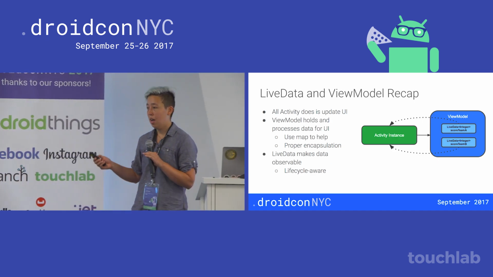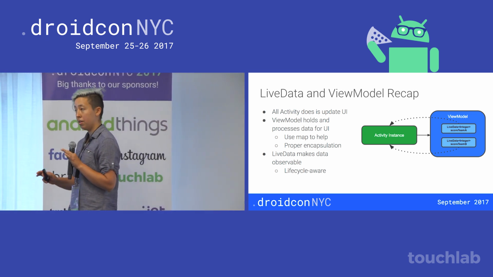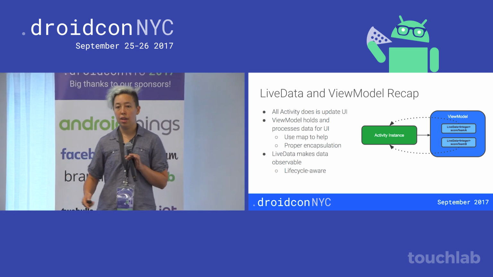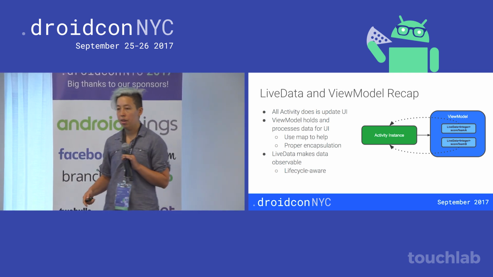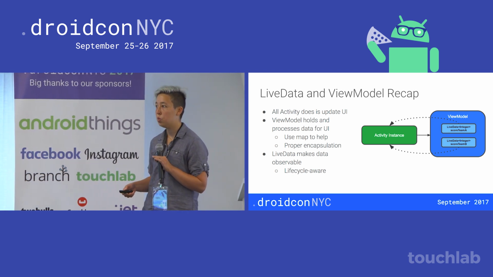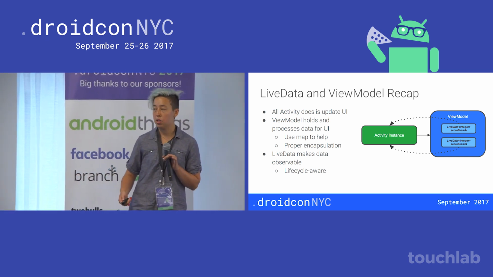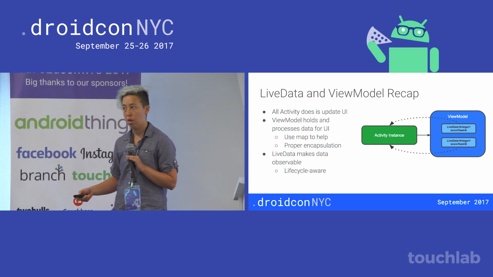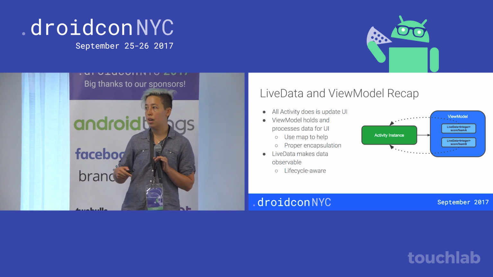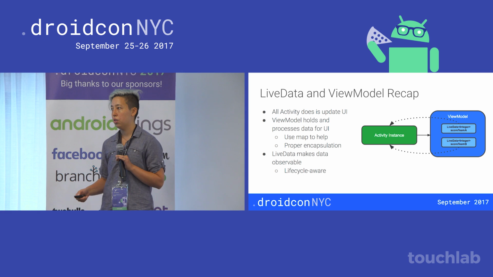Okay, as a recap, in our redesigned version of this, the activity is doing all of the updating of the UI, but it's not really doing anything else. The ViewModel is holding the data for the UI, and it's also doing any processing of that data. If we want to make that processing cleaner, we can use the Transformations.map function to help. We also ensure proper encapsulation within our ViewModel by using LiveData versus MutableLiveData appropriately. And the LiveData inside of our ViewModel makes this all lifecycle aware, so the activity will be automatically updated as the data inside the ViewModel changes.